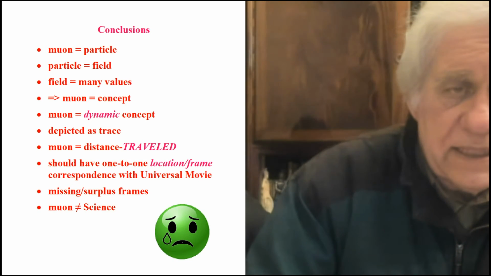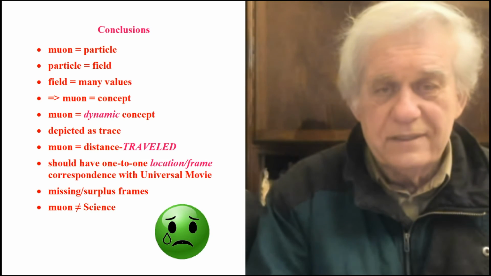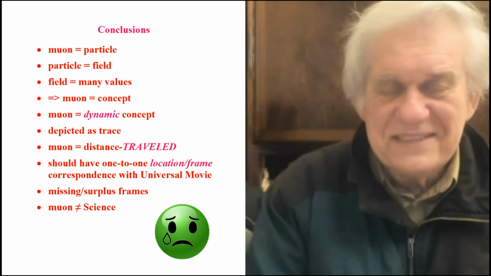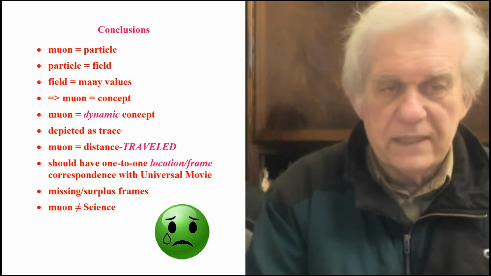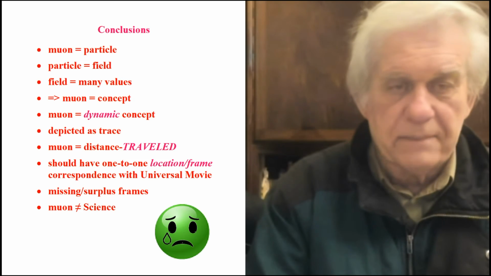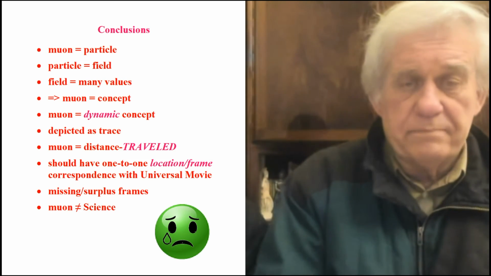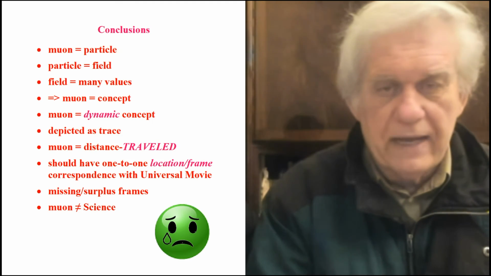Muon is supposedly a particle, but a particle is a field, and a field is many values. What's with the sad smiley? Well, you'll see it. So this implies that the muon is a concept. It's not an object. It's not a thing. Muon is a concept because it's just the many values, which is a mathematical concept. Muon, even worse, it's a dynamic concept. Why? Because it's the particle, quotations on that, of distance traveled.